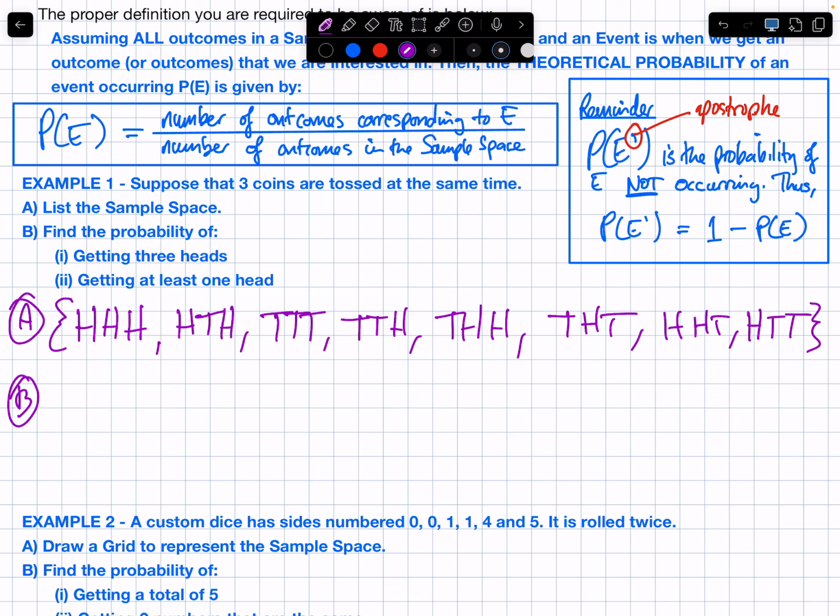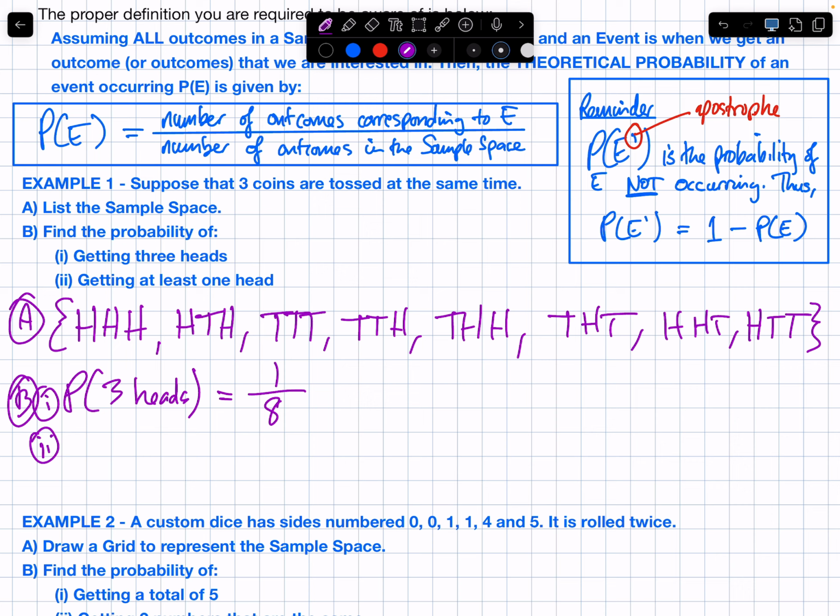So B, what's the probability of getting 3 heads? So how do we write our answers to this? Probability of 3 heads is how many of these events correspond to getting 3 heads? 1. Only 1. So what's the top of my fraction going to be? 1 over, what is the whole sample space size? 8. Done. You leave it at that. You don't need a calculator or whatever. Keep it exact. That's 1. 2, getting at least 1 head.